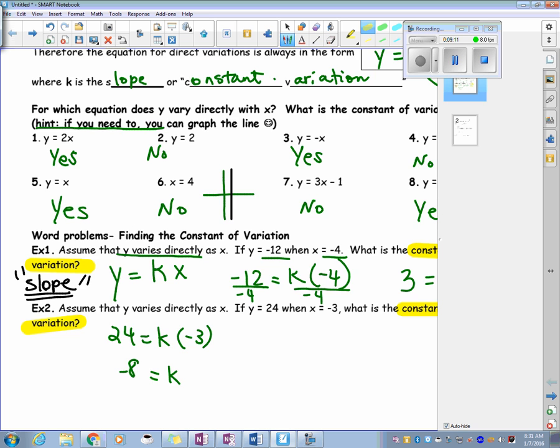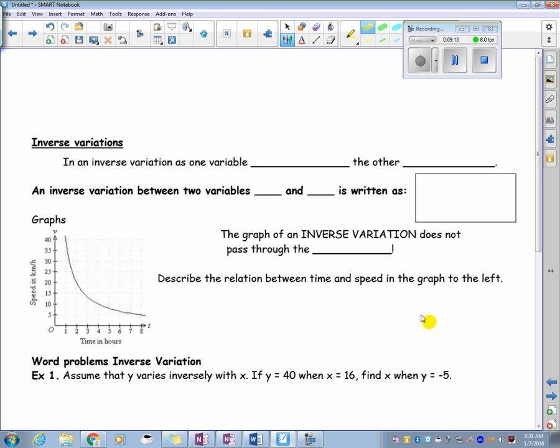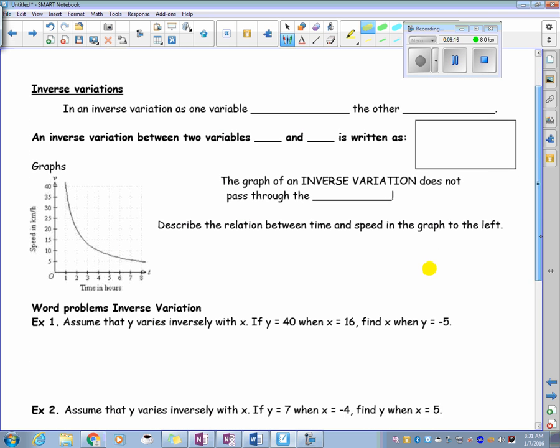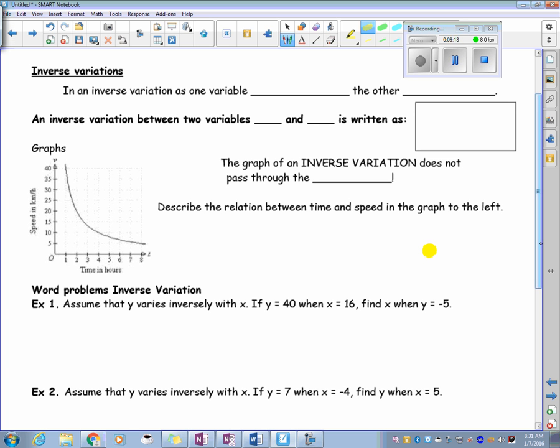And let's talk about the other topic that we need. The other topic is inverse variation. Now, this one to me is a little more challenging, but they're not going to ask you a whole lot about inverse variation because it really doesn't fit in Algebra 1 as much as in Algebra 2 and the other courses that you're going to take in the future. But it is kind of connected to direct variation. So an inverse variation, as one variable compares to the other variable.